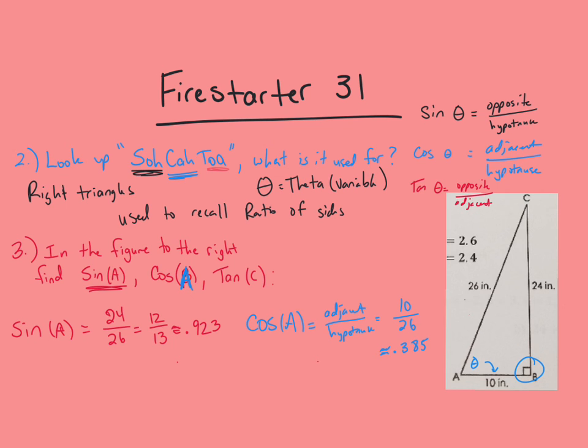Alright, and so we're going to finish this up real quickly with tangent of C. That means C is our theta now. So the opposite would be the 10. And the adjacent, remember it can't be the hypotenuse, so the adjacent is the 24. So 10 over 24 is about 0.417. That's it.